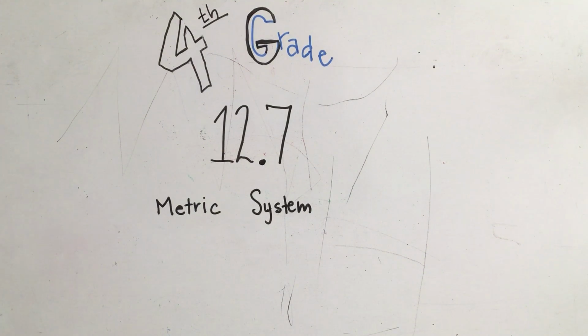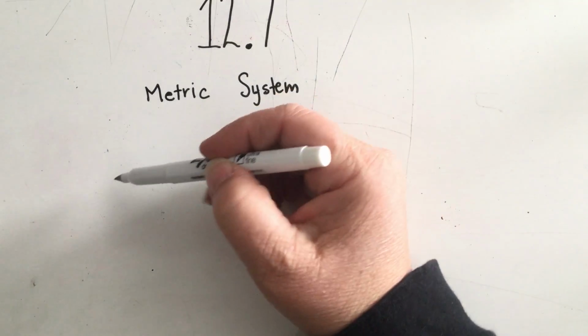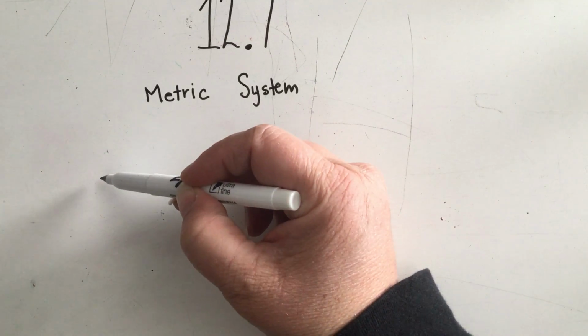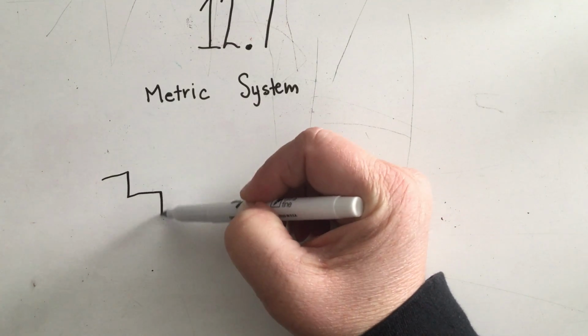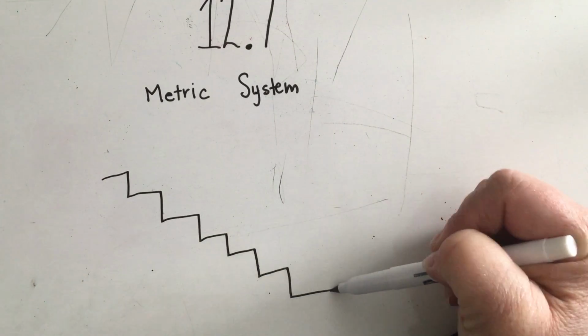Today we're looking at the metric system again, and we're going to be measuring with mass and volume using the metric system. So I wanted to review the steps in the metric system and how to make that little chart. What I always like to do is start by saying, King Henry doesn't usually drink chocolate milk.